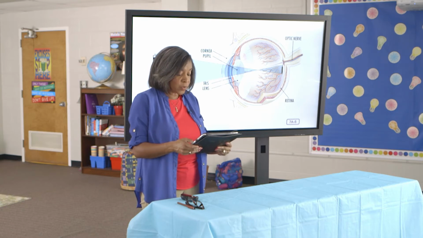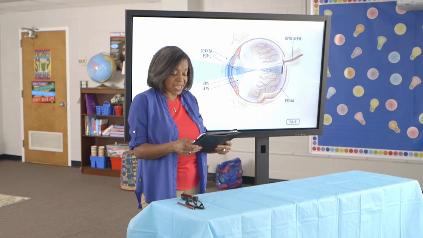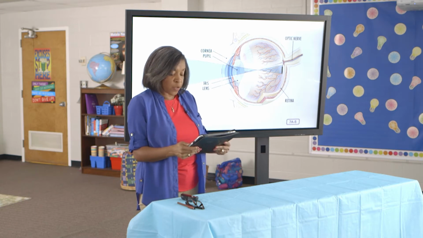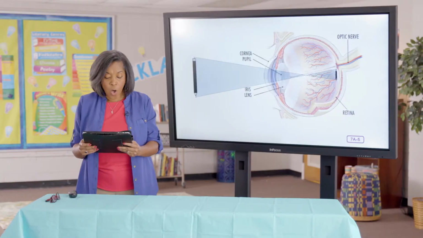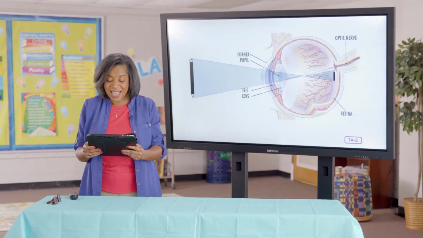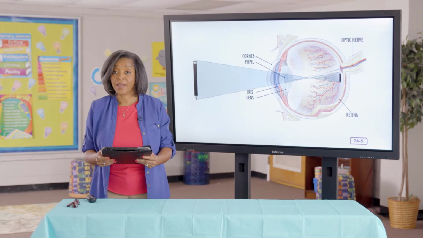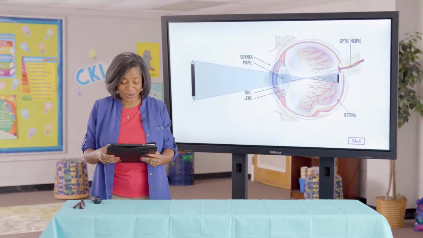The brain recreates the image so that the house is now seen right side up. As the eyes work together with the nervous system, this whole process takes less than 1 second to complete. That's how fast your body is working.